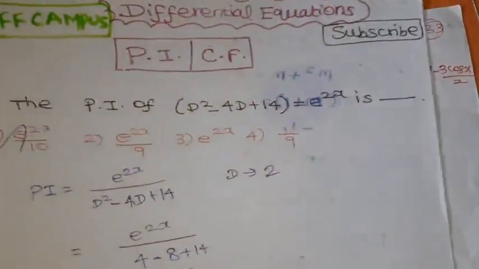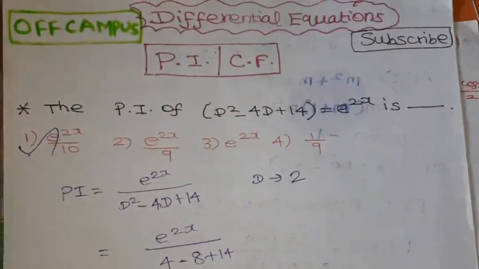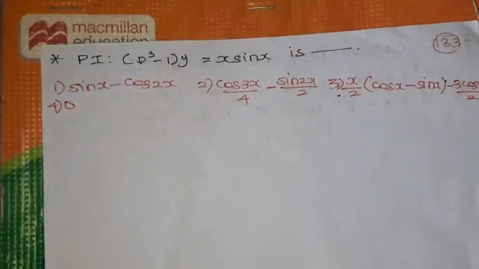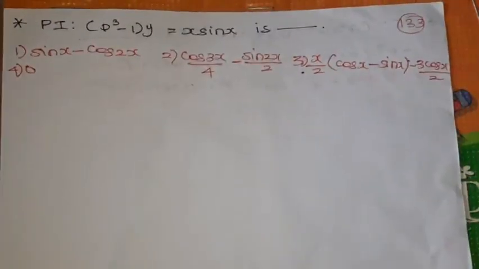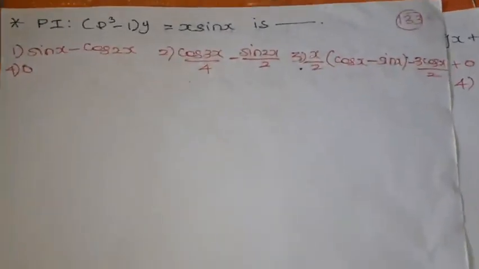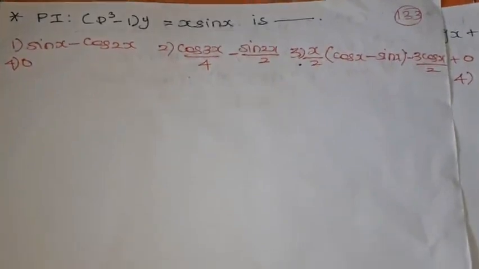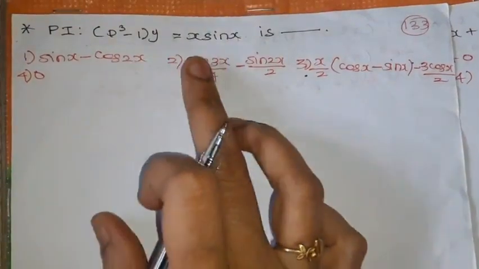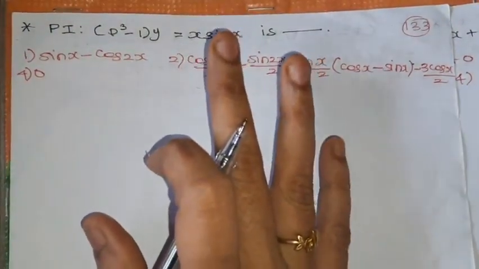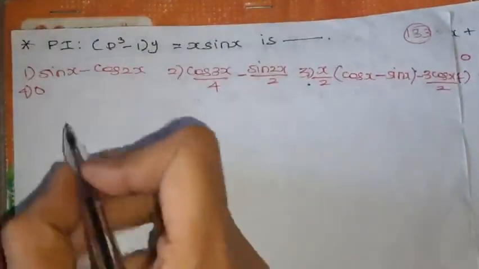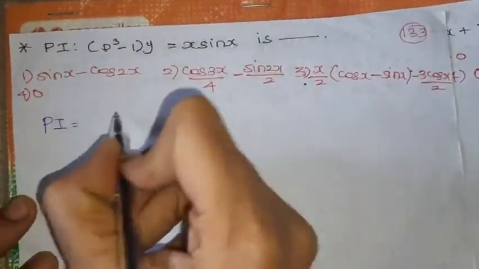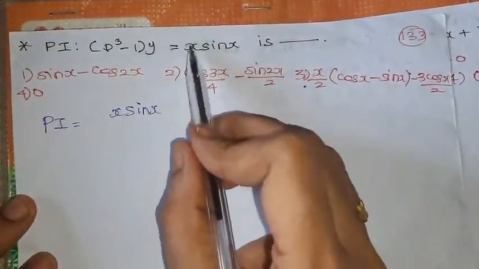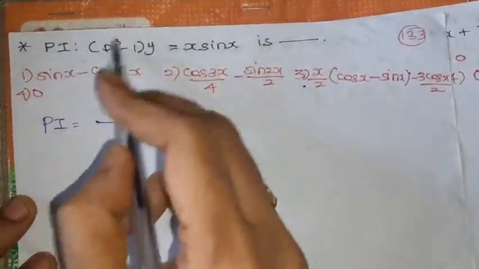Let's go into the video. The first question, the first problem, is the particular integral of the given function. We need to find the particular integral for the given differential equation. What is given? (D cube minus 1) y equal to x sin x. So first we need to find the particular integral. It is nothing but the right hand side x sin x divided by the given function D cube minus 1.